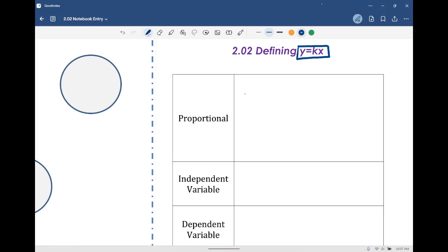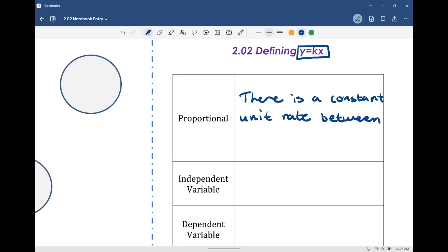If things are proportional, there is a constant unit rate between quantities. There is a constant unit rate between quantities. Now, we've seen examples of this already. If you think about the Explorer, it was cups of rice per person, spring rolls per person.